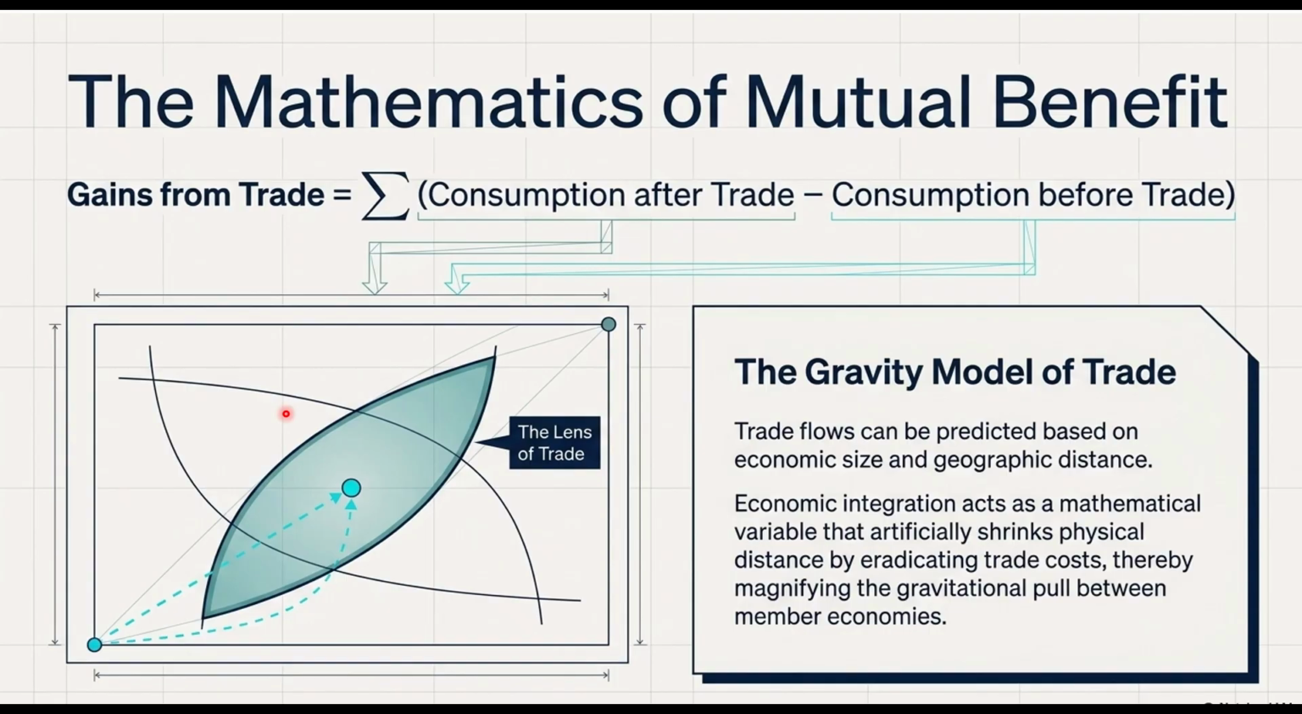The gravity model of trade explains that countries trade more with large economies and geographically closer partners. So integration effectively reduces economic distance. Even if physical distance remains unchanged, trade expands significantly after integration.